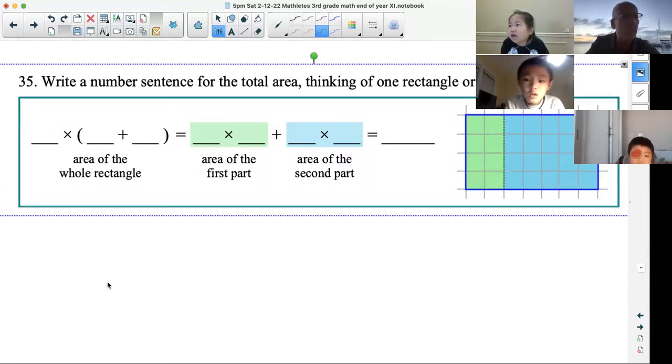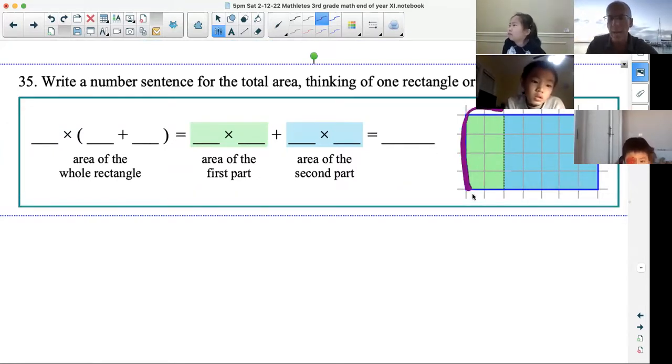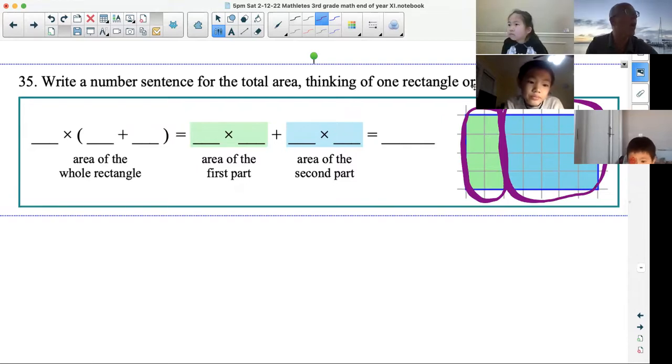So this asks you for a number sentence for the total area. So think of this as the green rectangle and then the blue rectangle. Find the area of each of those.